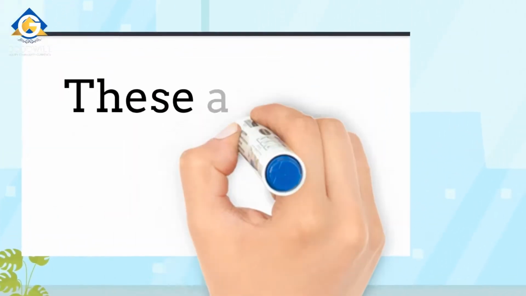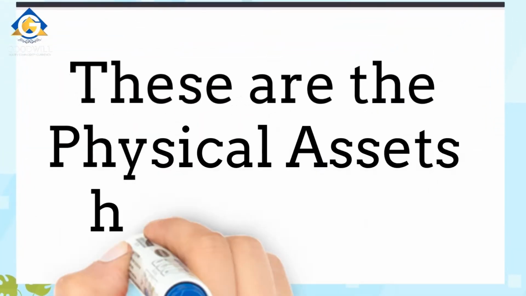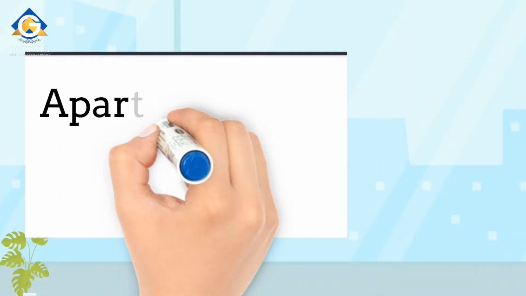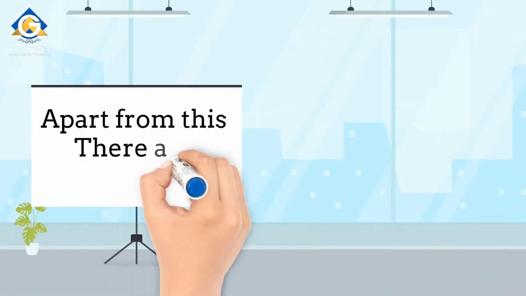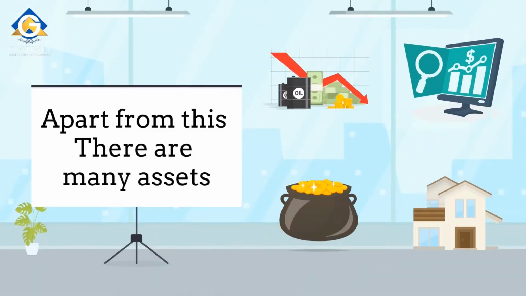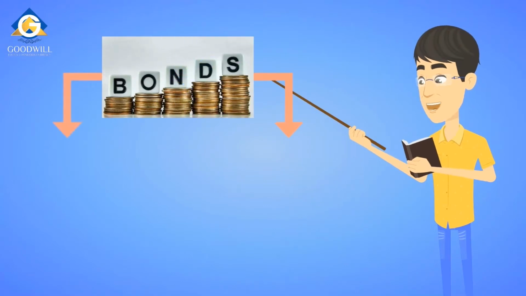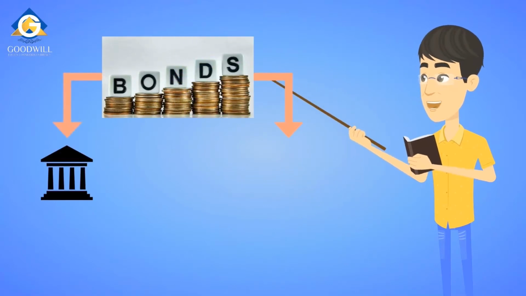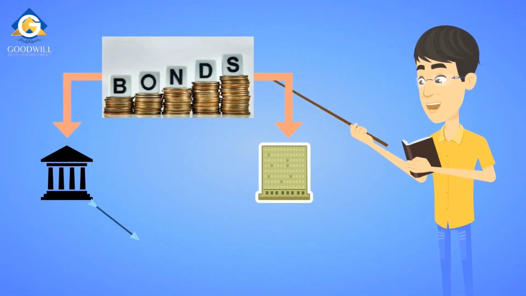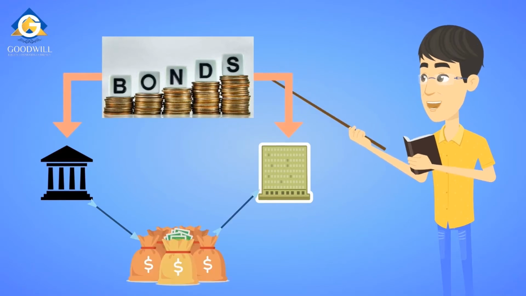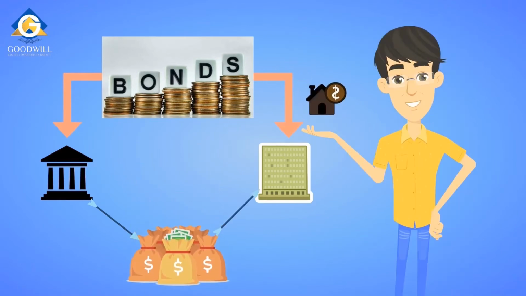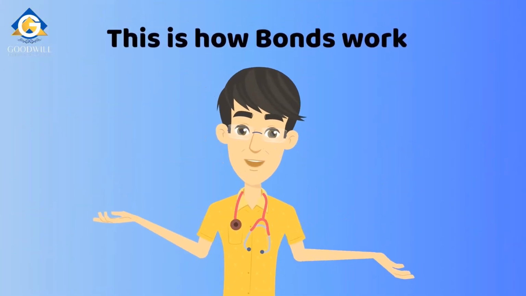These are the physical assets Rahul can invest in, and apart from this, there are many financial assets where Rahul can invest. Like, say, bonds. Rahul can give loans to the government or corporates and can receive a fixed amount of interest per year in return for Rahul's principal money. This is how a bond works.